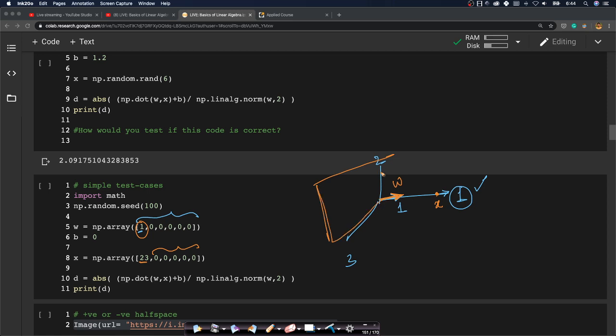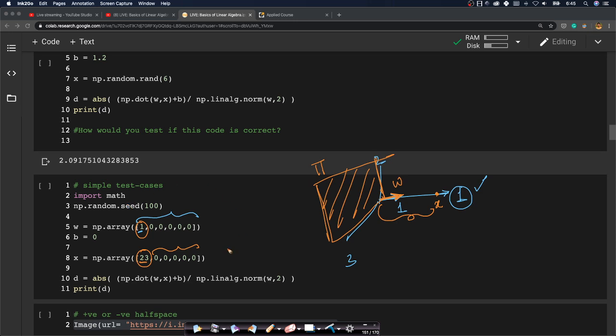My plane is spanned by axis 2 and axis 3, because W is perpendicular to them. Again, I'm trying to draw a 3D diagram here, right? So this is my plane now. Now my X is here. So what should be the distance of X from the plane? It should be the distance on the X axis itself. The distance should be 23, right? Again, this is one simple case that I'm building here.